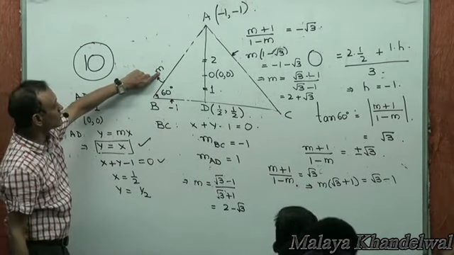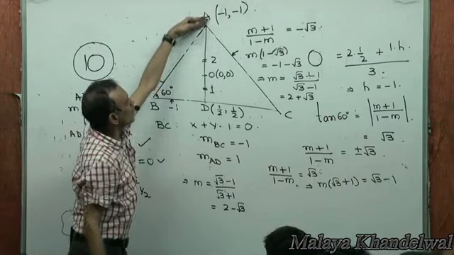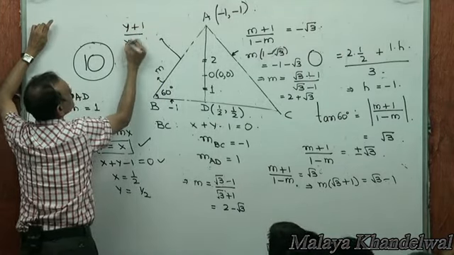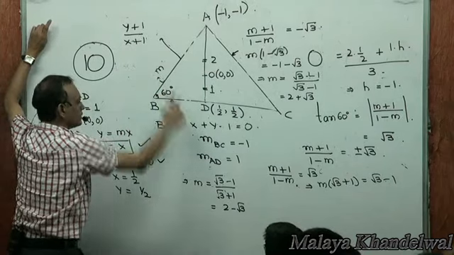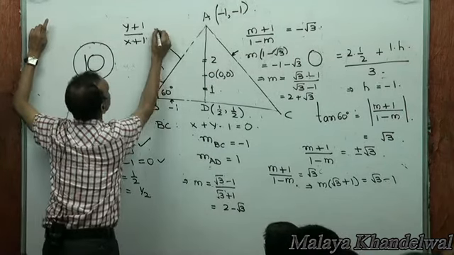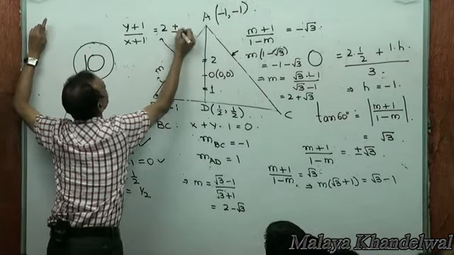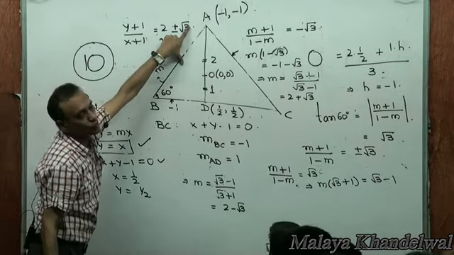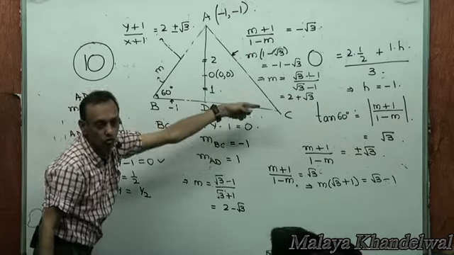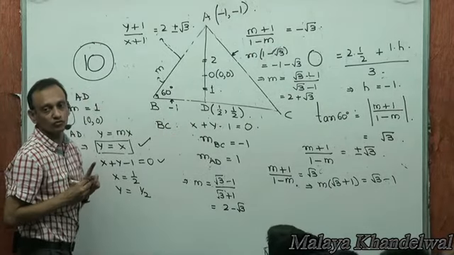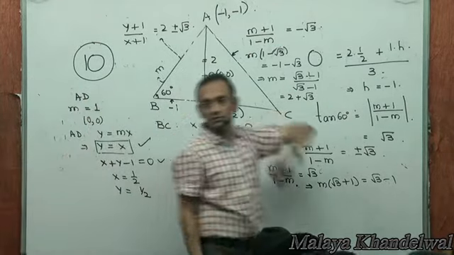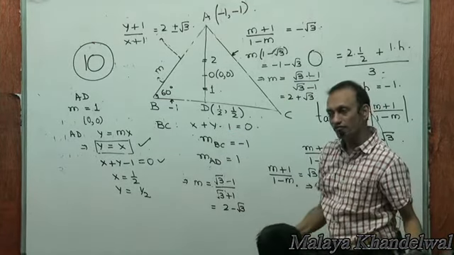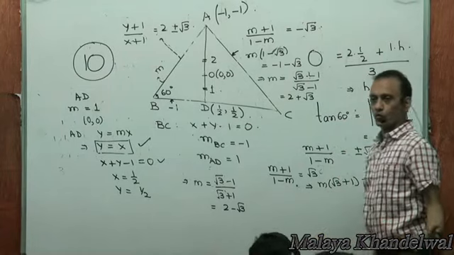That means I know the slope of this line, I know the slope of this line. So how do I find the equation of this line, for example? Y plus 1 by x plus 1 equal to the slope of this line, which let's say is 2 minus root 3. And the other one would be 2 plus root 3. So the two equations can be found, one by taking m equal to 2 plus root 3, the other by taking 2 minus root 3. This will give you the two possibilities of the lines. One will give you the equation of AB, the other one will give you the equation of AC. Yes or no?